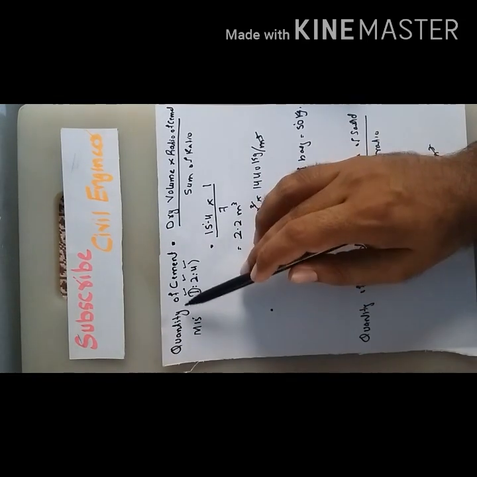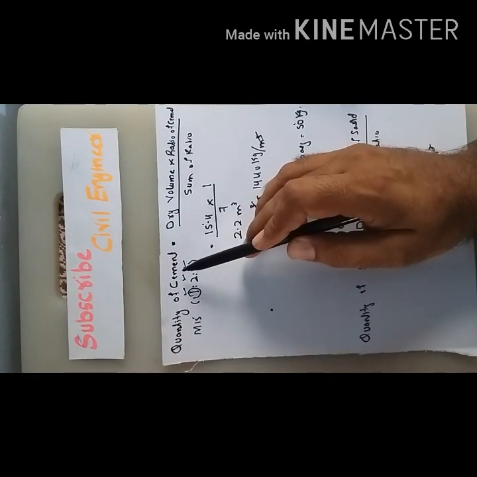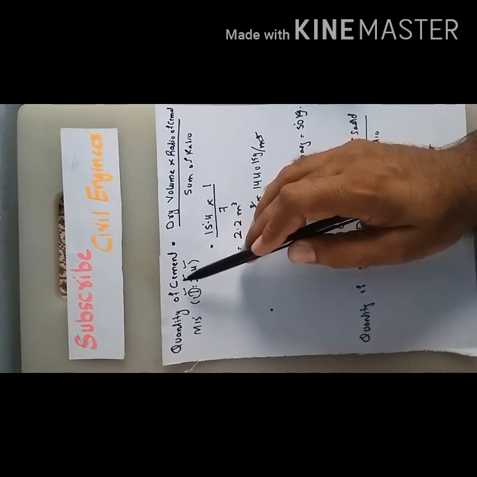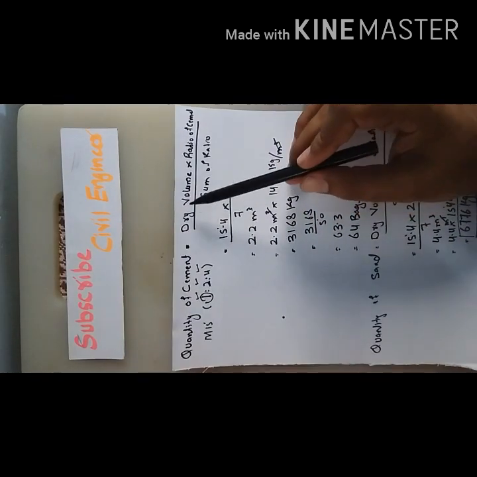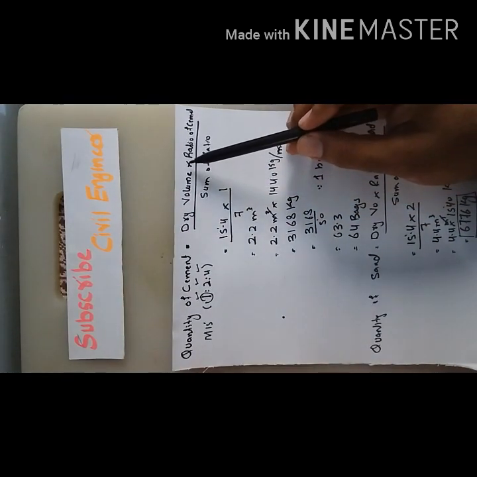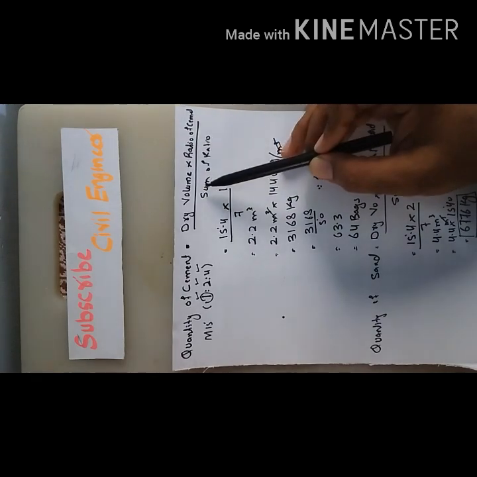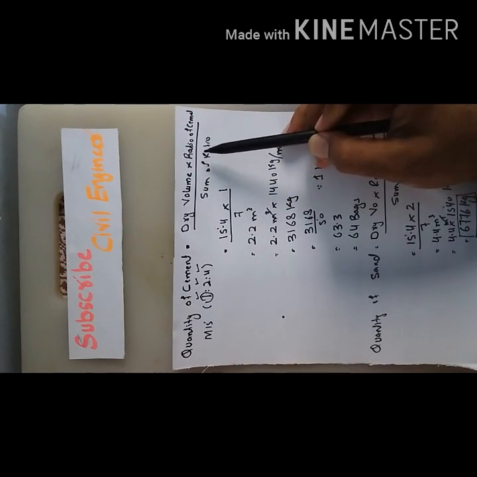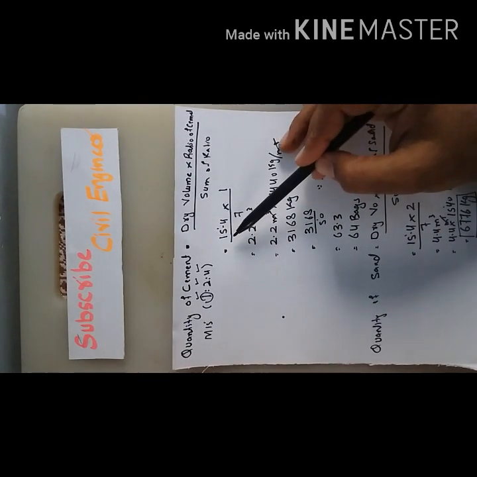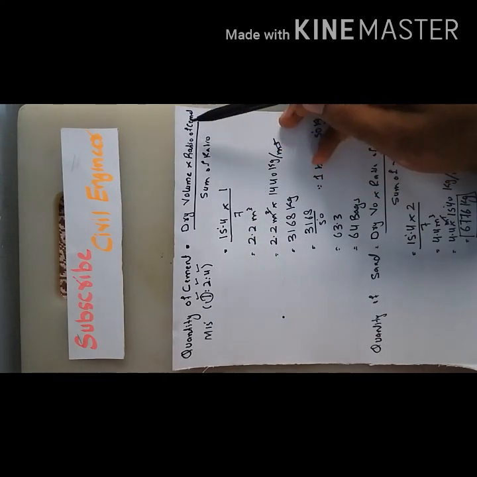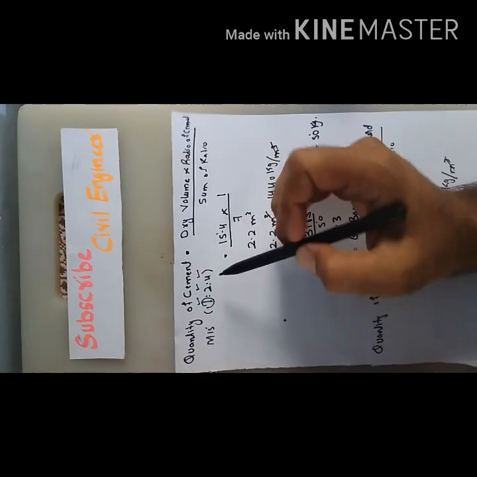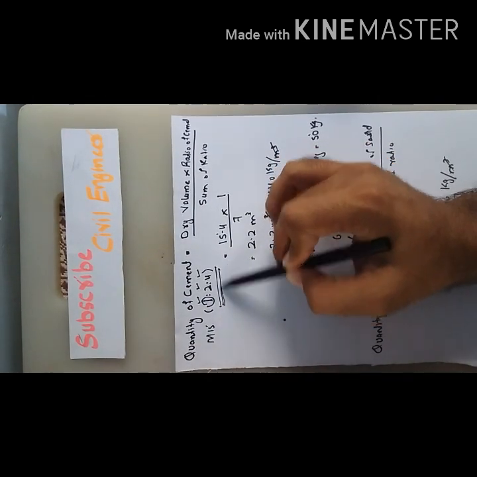Now we have to calculate the quantity of cement. So quantity of cement is equal to dry volume of cement concrete multiplied by ratio of cement divided by sum of ratio. So dry volume we have calculated, 115.4, multiplied by ratio of cement. What is ratio of cement? It will come from grade of concrete.